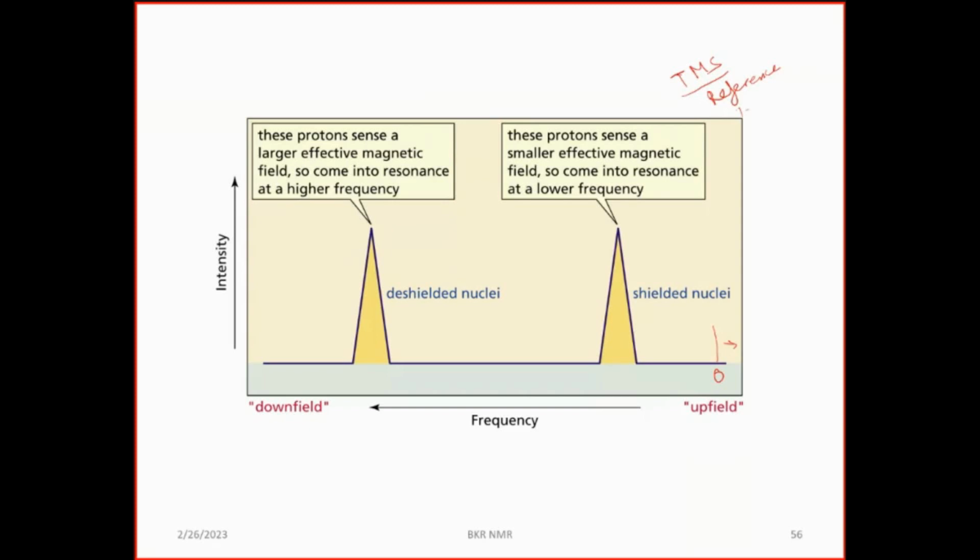The reason being, other than this point, TMS is inert. TMS, tetramethylsilane, is inert. That is, it does not react with the organic molecule for which we want to record the NMR. So that is the second reason. So the first point is it is highly shielded, shielded than most of the organic compounds.